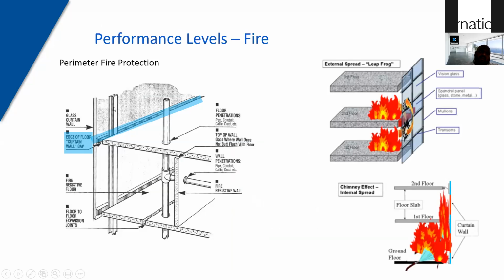When you have the curtain wall mullion and the slab, there is a gap between these two areas, and this zone needs to be protected. Otherwise, fire could spread through the spandrel and could potentially move up the floors, or it can break the glass and jump above, what we call the leapfrog effect.